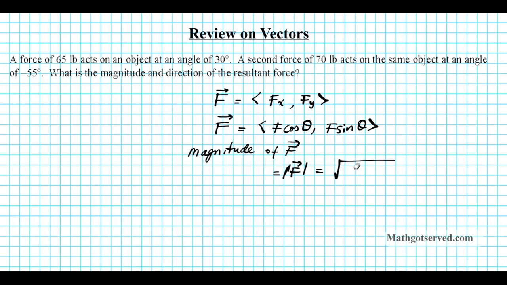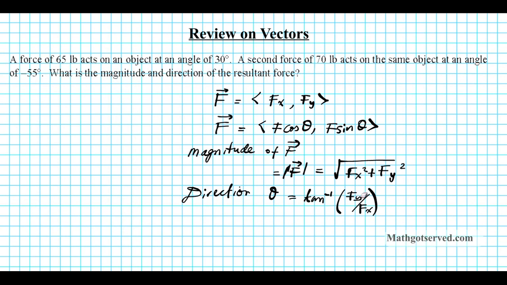If you want to find the direction theta of F, the direction is simply the inverse tan of the y component divided by the x component. If you think about SOHCAHTOA, tan is opposite over adjacent. So in this situation, this is like the opposite, and this is the adjacent. All right? Okay, let's take a look at the problem now.